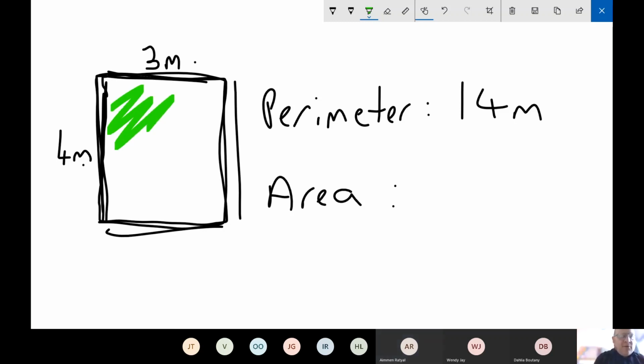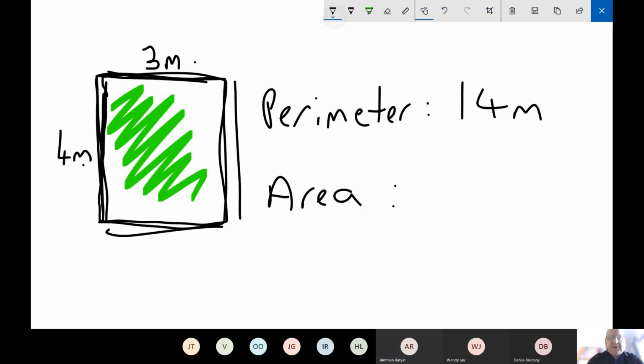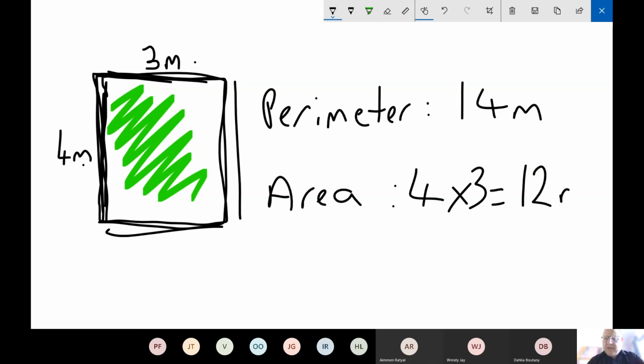So if we're working out the area, we're working out the space in between this. In this case, if it's a garden, we might be working out the amount of grass that's in the space. And for the area, all we want to do is multiply one side by the other. We know one side is 4 metres, and the other side's 3 metres. So if we multiply those together, we get 12 metres. And we should use this little 2 symbol to symbolize metres squared for the area. I'll explain why in a moment.